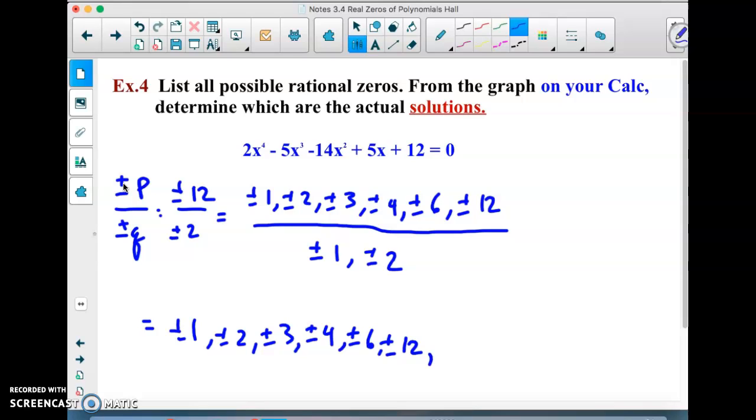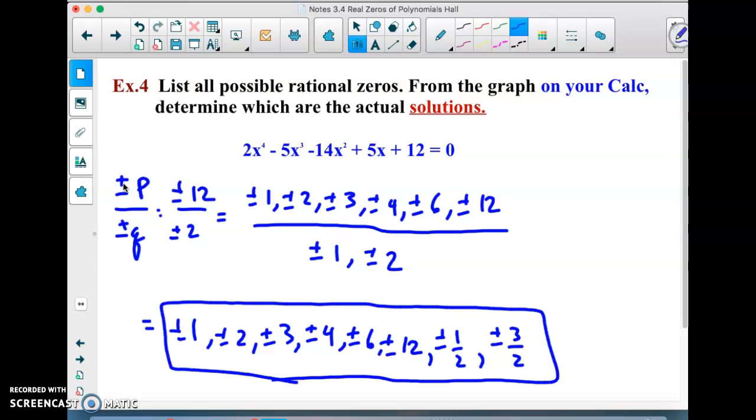And now let's divide by 2. Plus or minus 1 divided by 2 is plus or minus 1/2. Plus or minus 2 divided by plus or minus 2 is 1. I don't need that one again. Then I got 3 over 2, so plus or minus 3 over 2. 4 over 2 is 2. I don't need that again. 6 over 2 is 3. I don't need that again. And 12 over 2 is 6. So these are all my possible rational zeros.